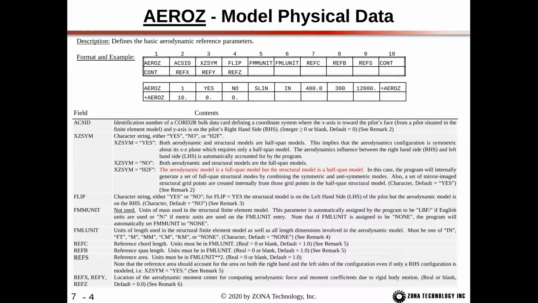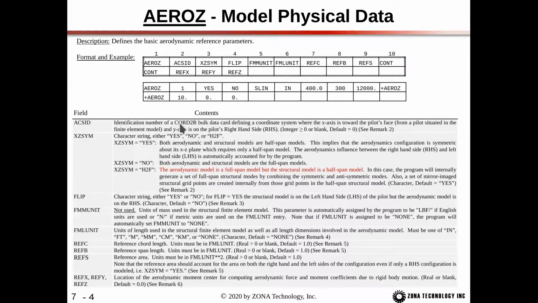Remember that for the aerodynamic model, the x-axis must be along the flow direction and the y-axis must be out the right-hand side of the aircraft. However, as you know with the structure model, the coordinate system can be completely arbitrary. X could be up. It doesn't really matter for the structure model. So with the ACSID field, the purpose here, it refers to a CORD2R card.